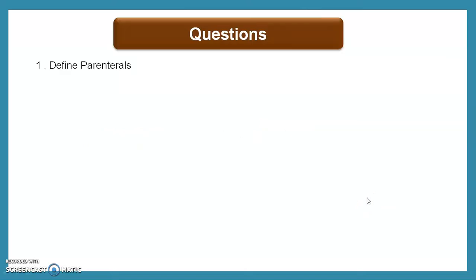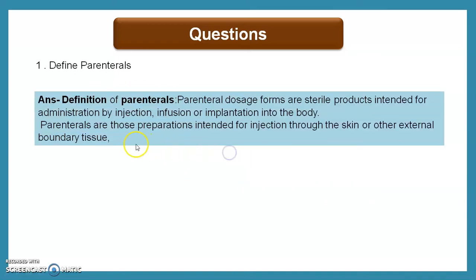Then we move toward the question answer session. The first question is: define parenteral. Parenterals are the sterile dosage forms intended for administration by injection, infusion or implantation into the body. Parenterals are also those preparations intended for injection through the skin or other external boundary tissue.